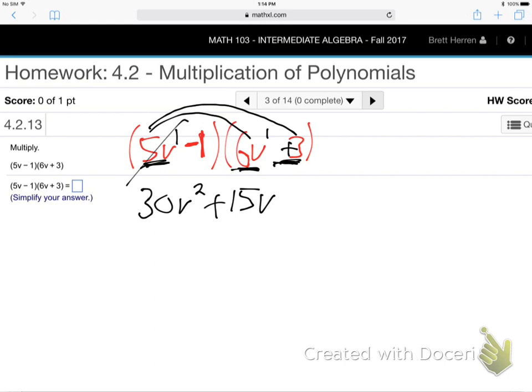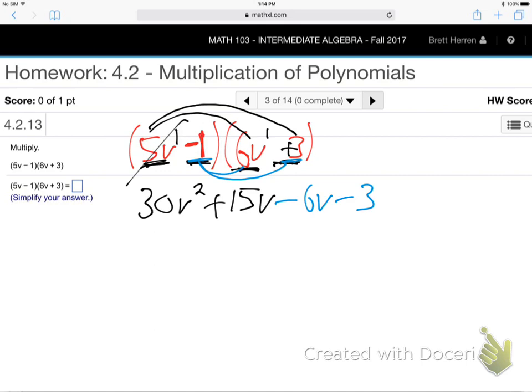The first one went to both. And now it's the minus 1's turn. He's going to go to both now. He's going to go boom, and that's minus 6v, and minus 1 times 3, minus 3. So far, so good? I have one more step. But does that make sense so far? I just did double multiplication, didn't I? The 5v distributed to both, and the minus 1 distributed to both.